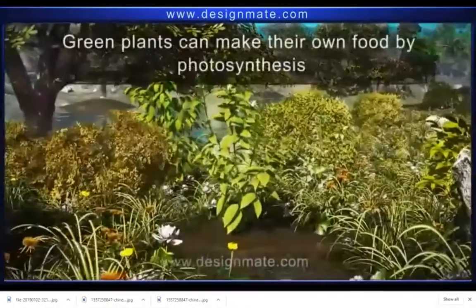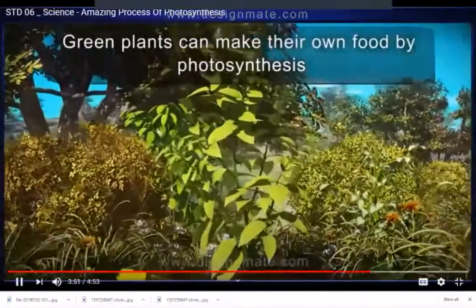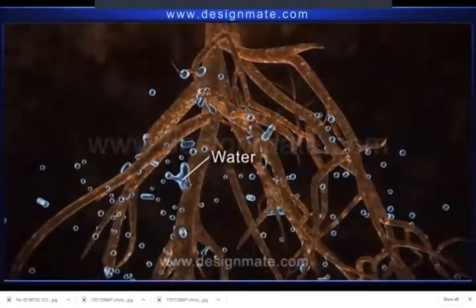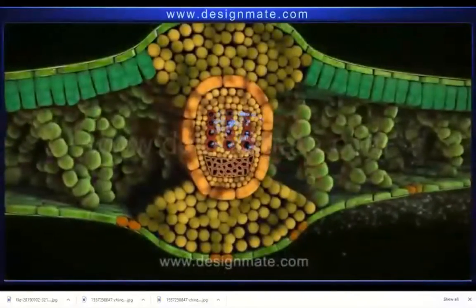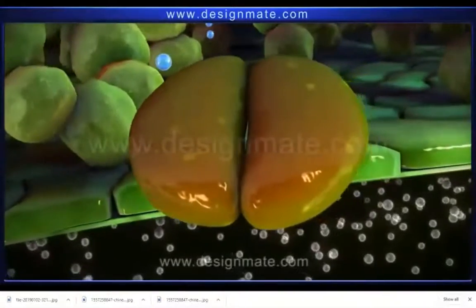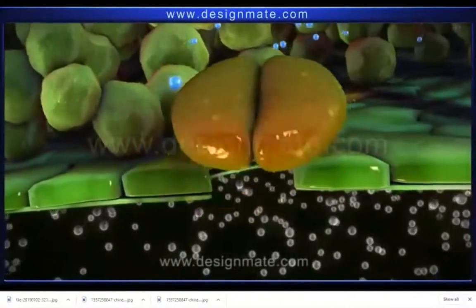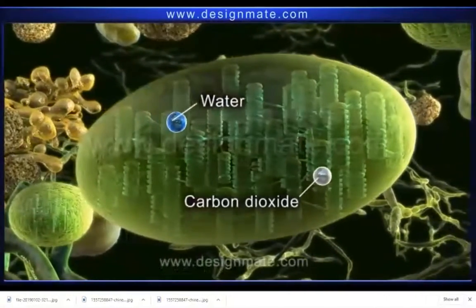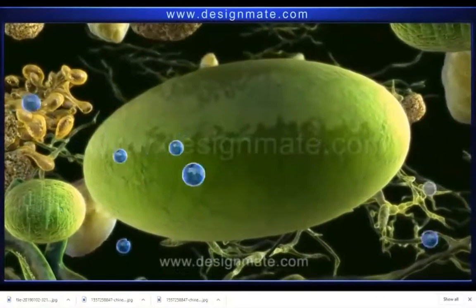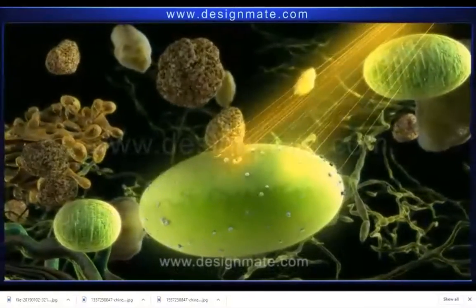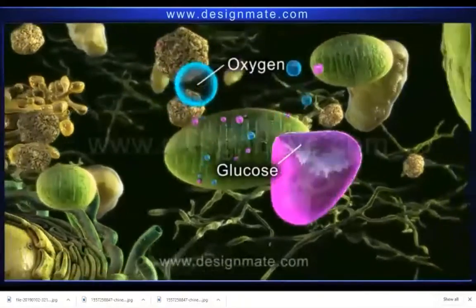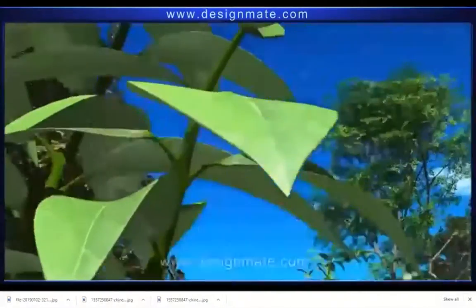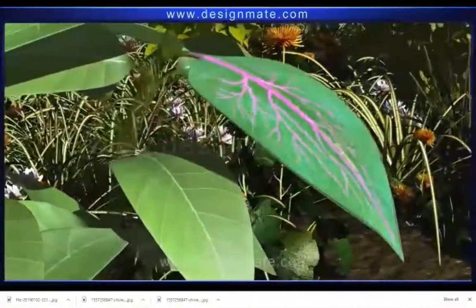To summarize, green plants can make their own food by the process of photosynthesis. Plants are held in the soil with the help of roots. These roots absorb water and send it to the leaves through specialized tubes. The lower layer has many pores called stomata. A leaf absorbs carbon dioxide from the environment through these stomata. Both water and carbon dioxide molecules are finally absorbed by the chloroplast, where in the presence of chlorophyll and sunlight, they synthesize glucose and release oxygen. The oxygen diffuses out through the stomata. The glucose is transported through other specialized tubes to all parts of the plant, aiding in their growth.